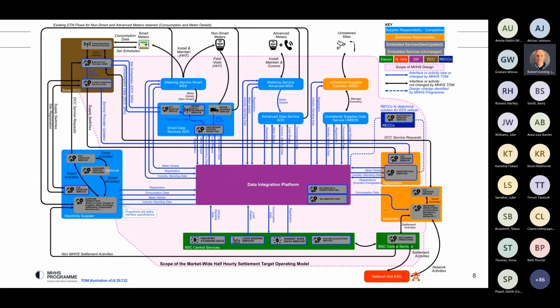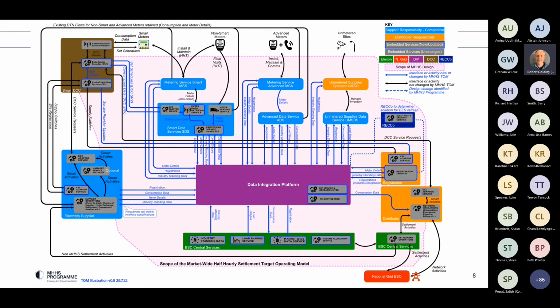Hopefully, you have seen this slide before. It was presented 2 weeks ago by Simon in his design overview session. It shows how the data integration platform fits within the MHHS TOM. Each of the purple lines in the middle represents a separate logical data flow within the TOM. It looks horrendously complex, but in reality, it's really quite straightforward. Each of these purple lines is realized by one or more message channels, which I'll be going into in a couple of slides' time.